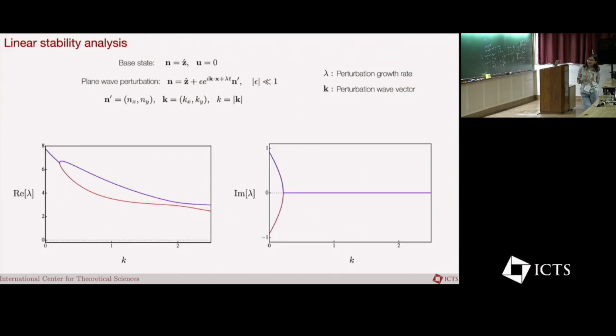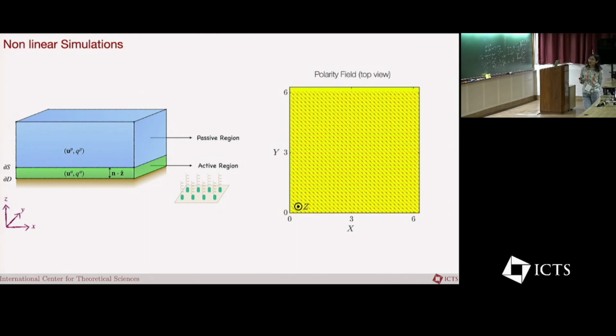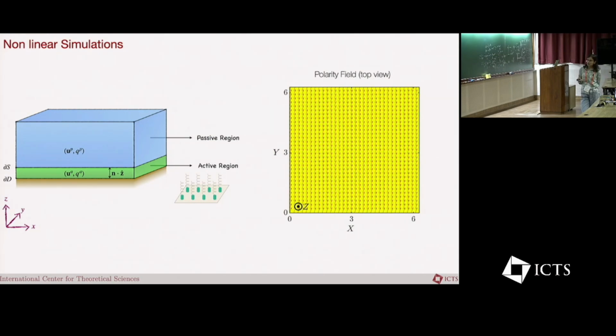The real part of lambda is positive, indicating that there is a positive growth of the perturbation. But at the same time, there is a non-zero imaginary part of lambda, which signifies that there is oscillatory behavior also in the system. You can also notice that k equal to 0 is the fastest growing mode, indicating that there is a long wavelength instability in the system. Now we ask what happens in the full nonlinear simulation. To do that, we start with a uniform carpet and introduce a small perturbation.